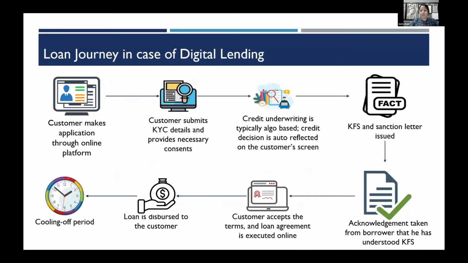What happens in case of digital lending? Since the entire process happens very spontaneously and the customer application, KYC, underwriting, everything is happening at the back end, the KFS also gets issued along with the credit underwriting. Once the terms are finalized, the KFS and sanction are issued, the acknowledgement is taken, and the loan agreement is executed.